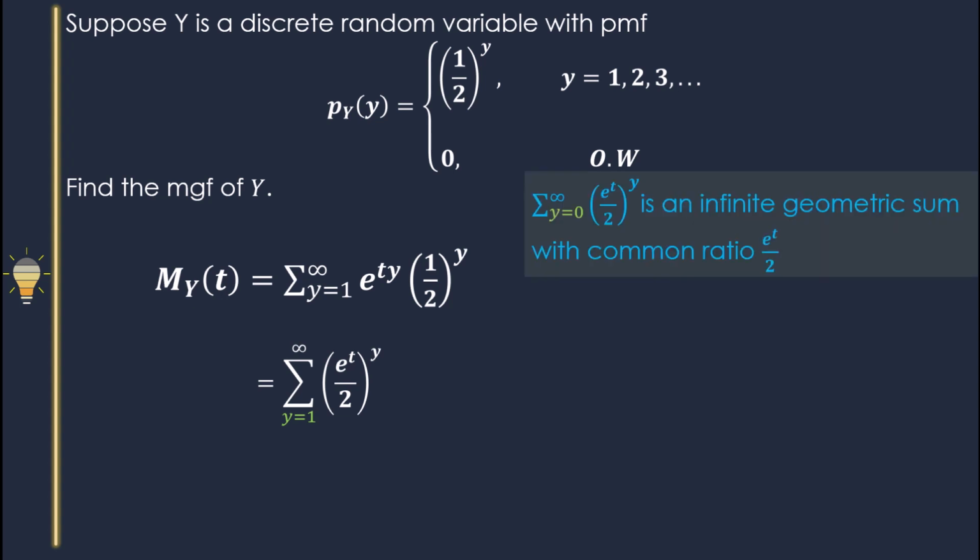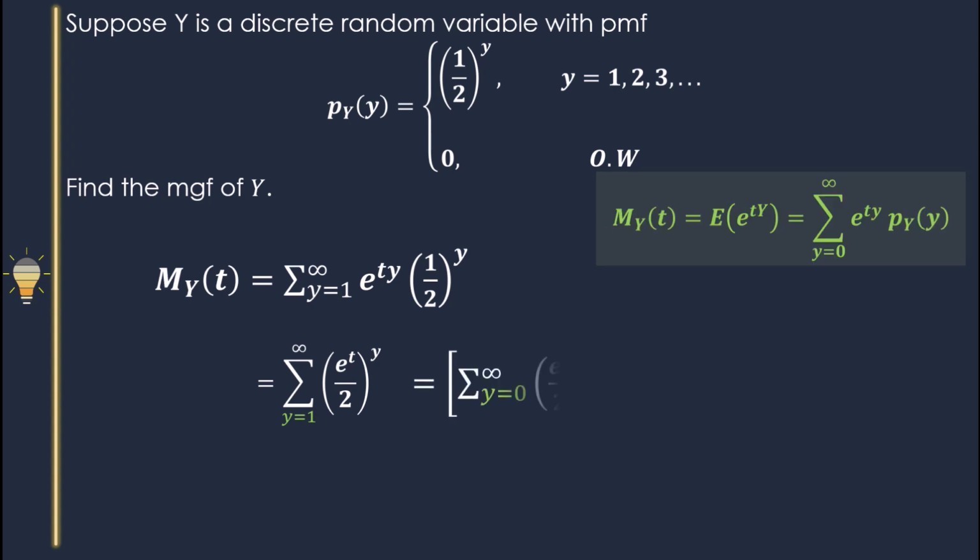Yes, we know the summation, Y goes from 0 to infinity, of (e^t/2)^Y is an infinite geometric sum with common ratio e^t/2. But in our case, we have Y going from 1 to infinity. So we need to make it 0 to infinity. How do we do it? Yes, you can plug in the 0. Y goes from 0 to infinity, (e^t/2) whole power Y.